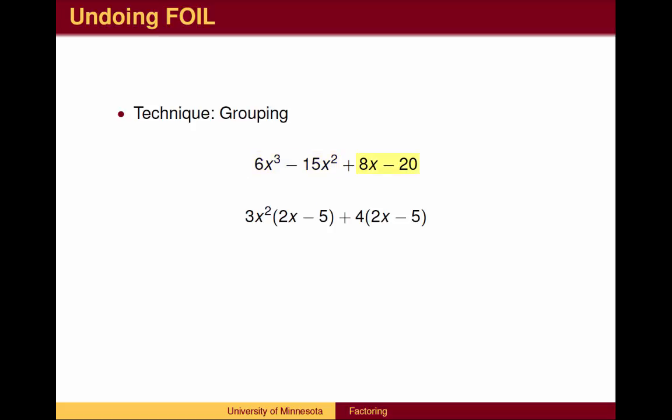We repeat this process for the second half. 8x and 20 each have a factor of 4. We factor out the 4, and see that the remaining factor is 2x minus 5. We now have a common factor of 2x minus 5, which we factor out. Here is the final factorization.